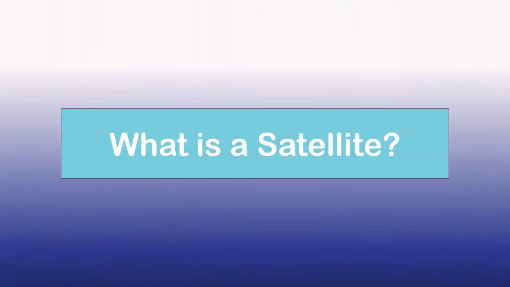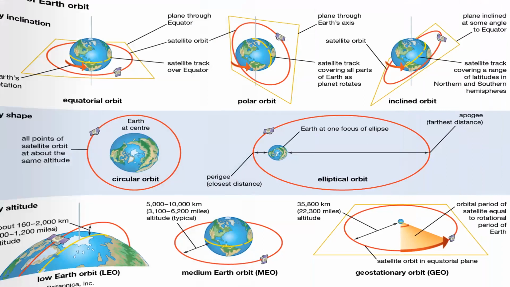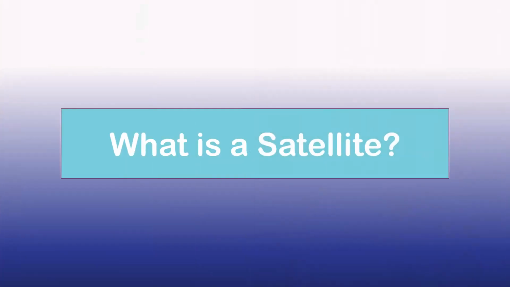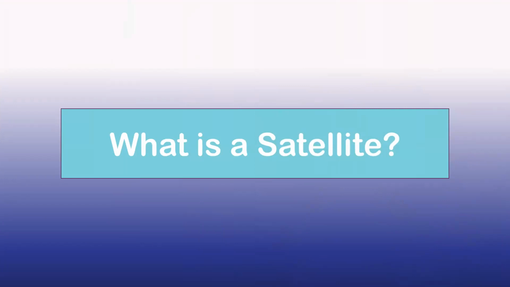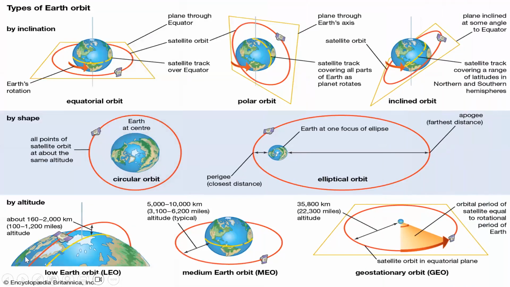So before starting, let me ask you a question. What is a satellite? Anyone? Yeah, Rifa. A satellite is a celestial body that revolves around our planet. Yes. So a satellite is an object that moves around a larger object. Now let's go to our first milestone.